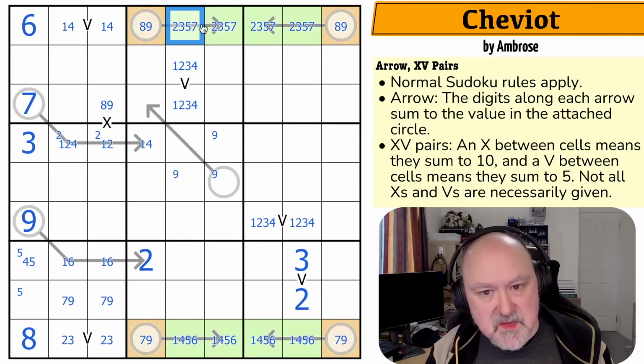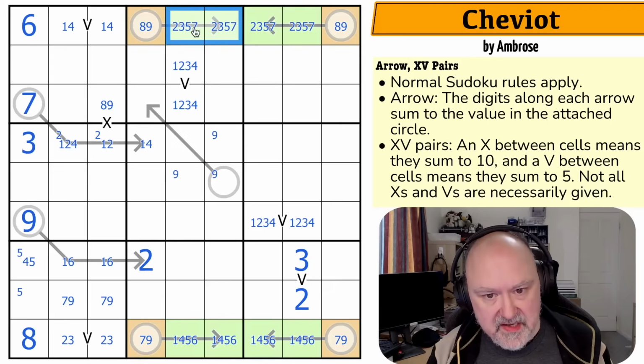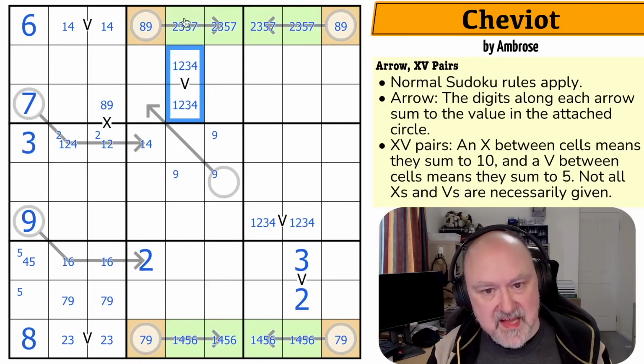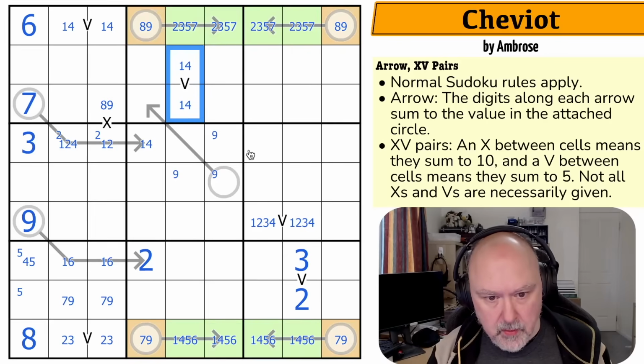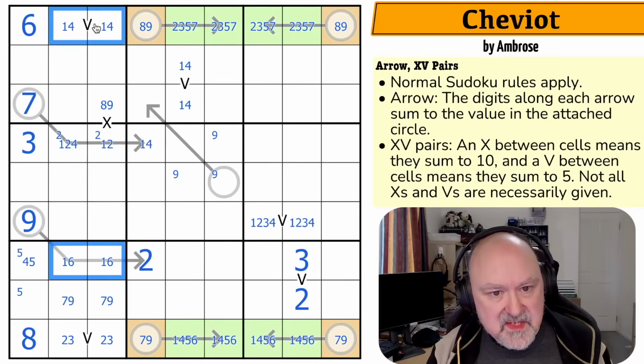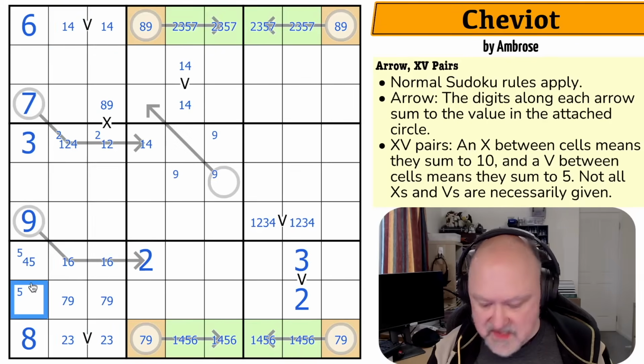But now there must be a 2 or a 3 in here. So this can't be 2, 3, because that would leave this as 5, 7, and this would need to be a 12. So this is 1, 4. But there's a 1 in here and there's a 1 in here. Well, hang on. 1, 2, 3. This is a 4, 5 pair.